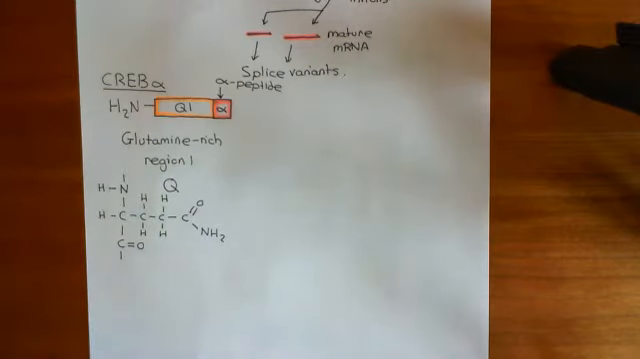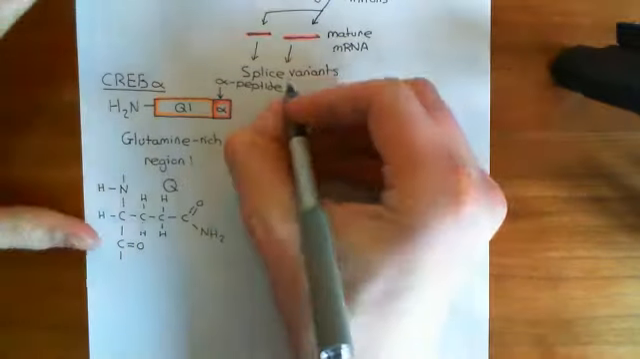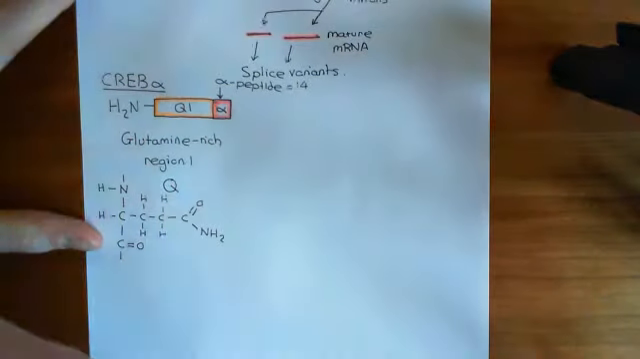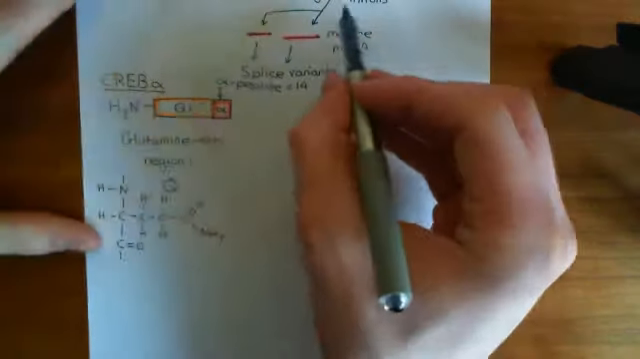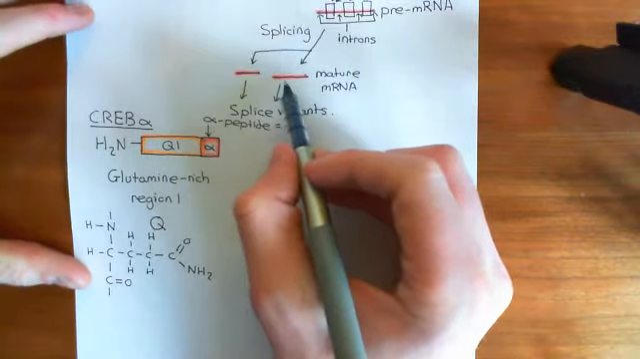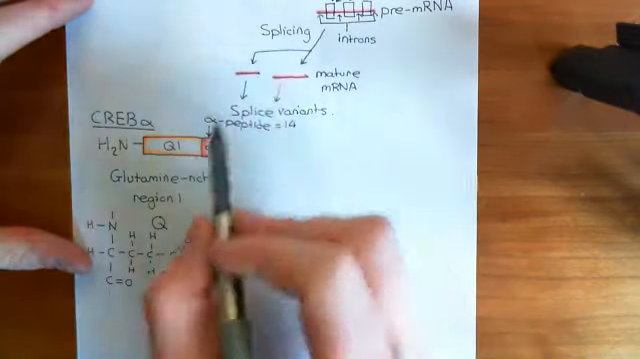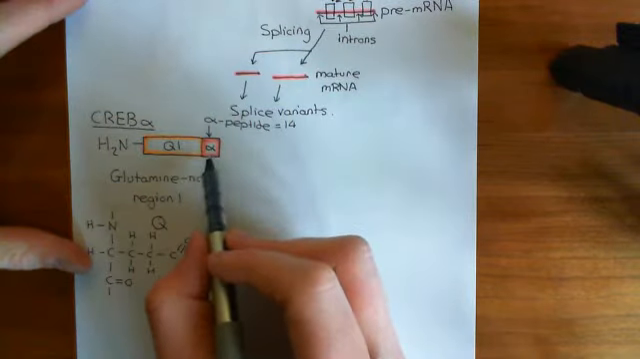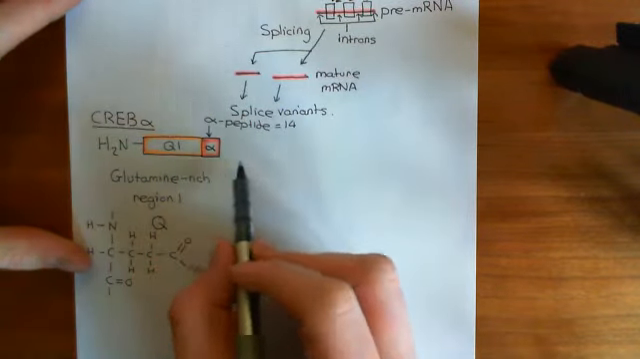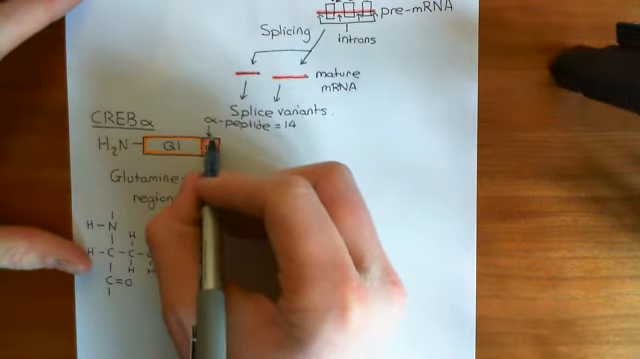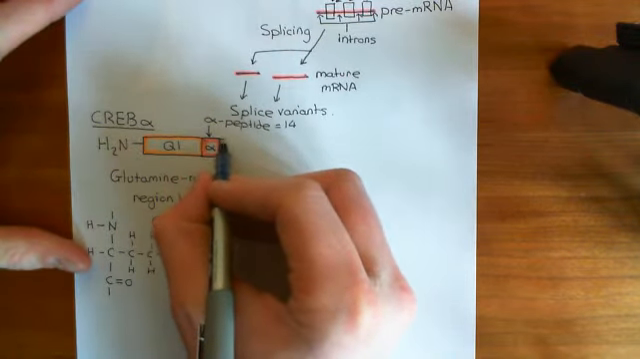Okay, right, and this alpha peptide is 14 amino acid residues long. So the deletion of one exon from the pre-mRNA to produce the mature mRNA that will code for CREB delta removes 14 amino acids from CREB delta, but otherwise it's identical to CREB alpha. It just doesn't have this alpha peptide.